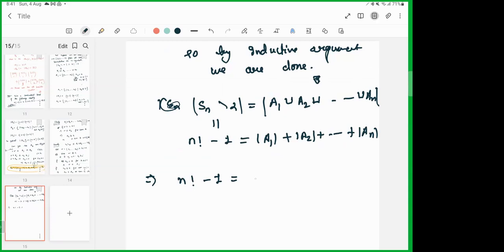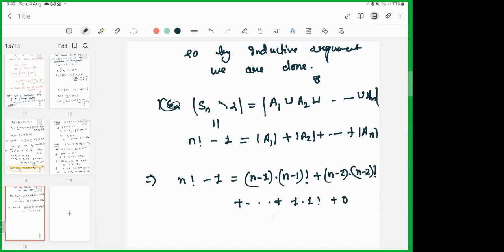What is the cardinality of A1? It is n minus 1 dot n minus 1 factorial. A2 is n minus 2 dot n minus 2 factorial, plus so on. An is n minus n, that is 0 dot 0 factorial. What is n minus 1? That is 1 dot 1 factorial, and then it is 0. So this is the required thing, right? Yes. So we are done.